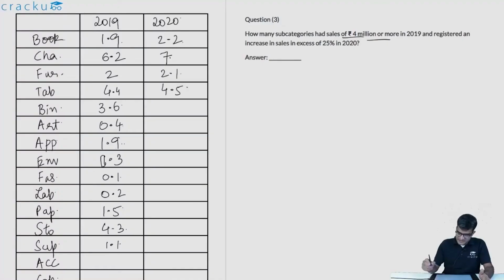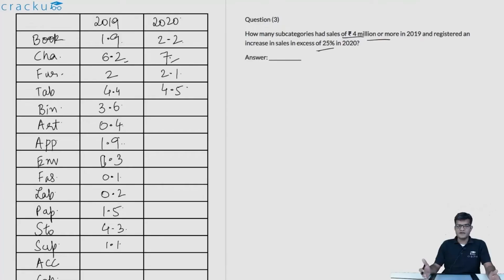How many subcategories had sales of 4 million or more in 2019 and registered an increase in sales in excess of 25%? In 2019, what are the subcategories which had more than 4 million? One is chairs. This increased from 6.2 to 7. So even though it is more than 4 million, the percentage increase is definitely not 25%. The percentage increase will be approximately 10%, maybe slightly more than 10%, but not 25%.